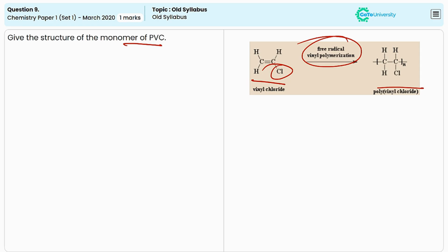In the resulting polymer, each repeating unit is CH2CHCl. It creates a long chain of alternating carbon atoms with chlorine atoms attached to every other carbon.